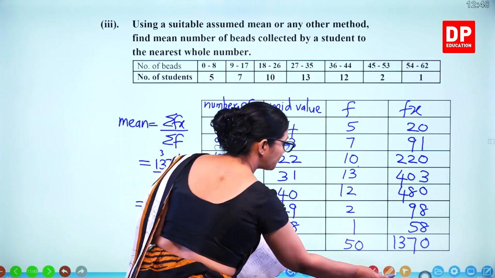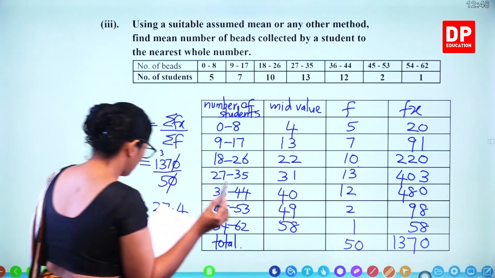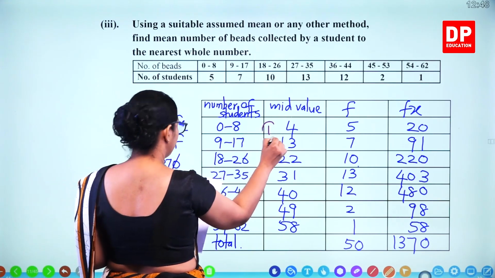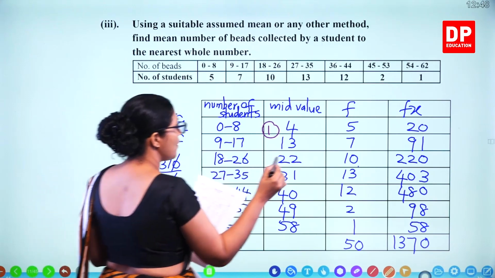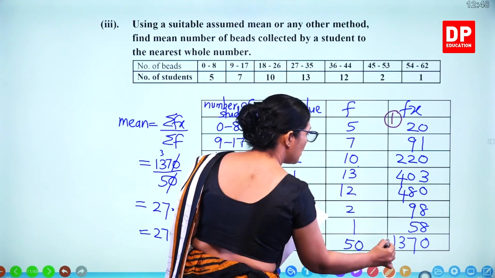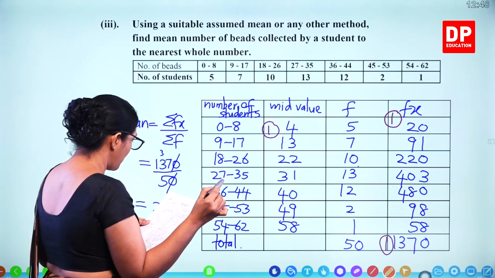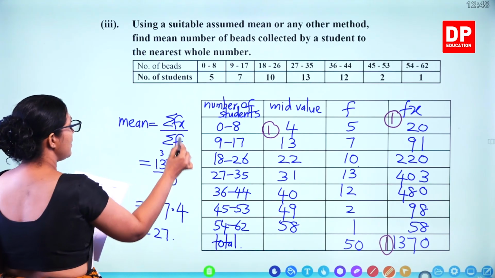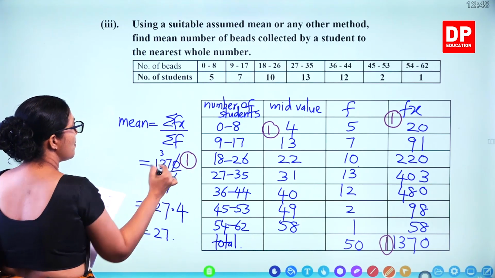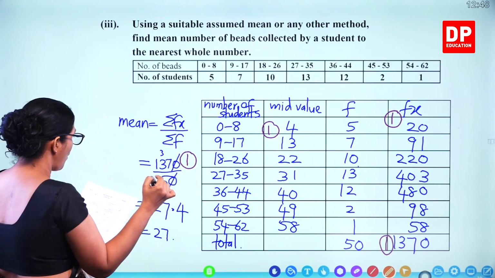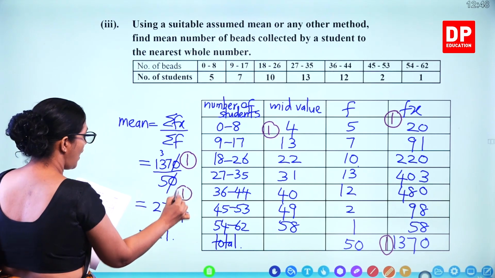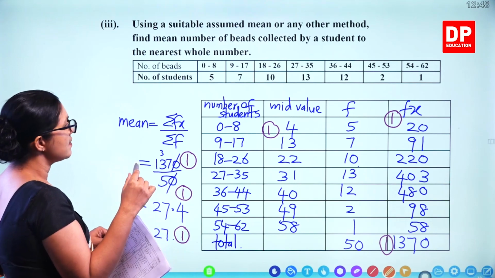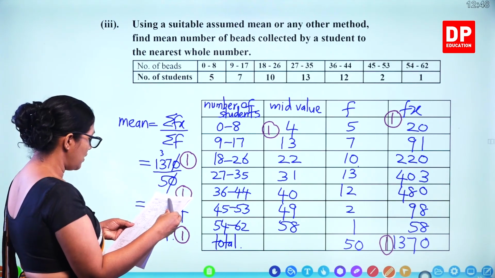6 marks. Mid value is 1 mark. And the FX column, 1 mark here, 1 mark for the total. And then that's 3. And here for the method 4, and the value 5, and rounding the value 1 mark. Total is 6. So let's do the next one.